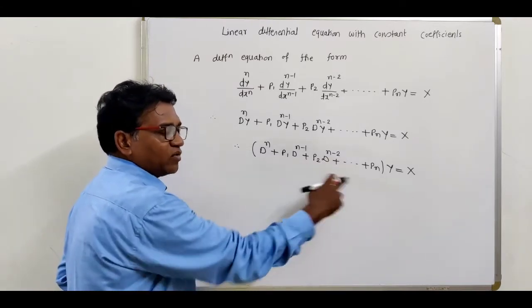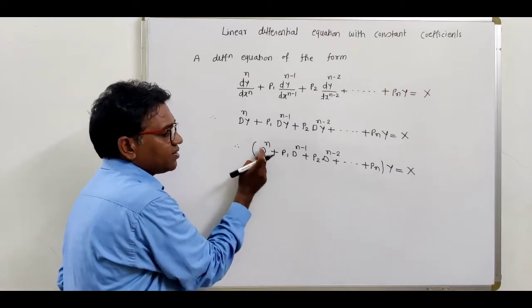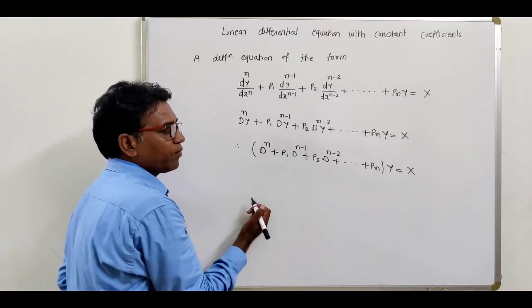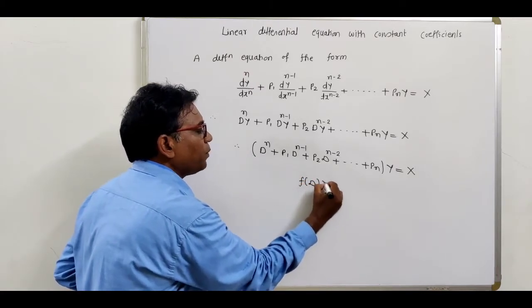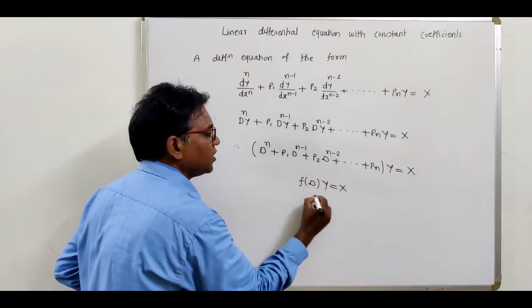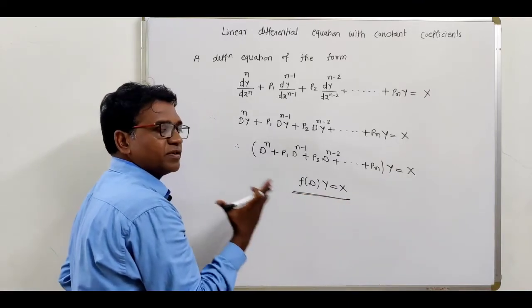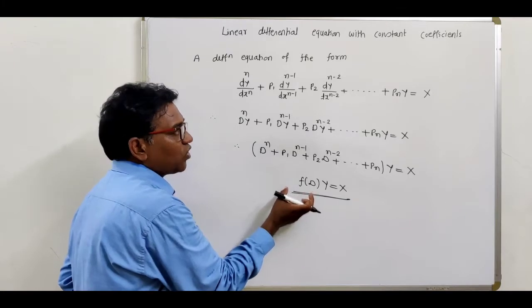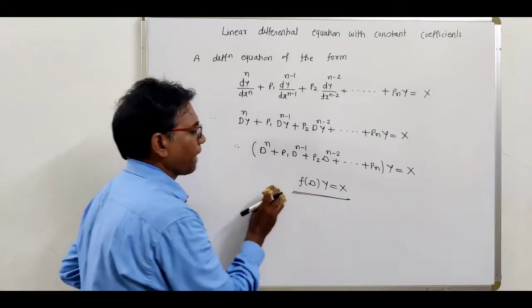Now what is this bracketed quantity? This bracketed quantity is nothing but a function of D. So this equation is nothing but f(D) y is equal to X. So this is called a linear differential equation with constant coefficient. This is the short form of linear differential equation with constant coefficient.